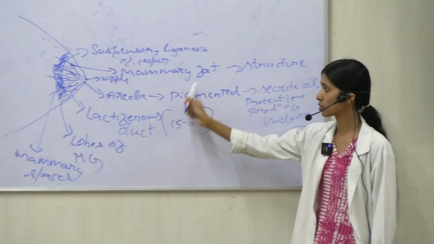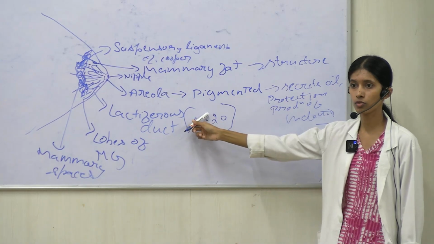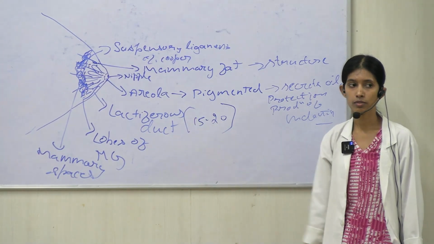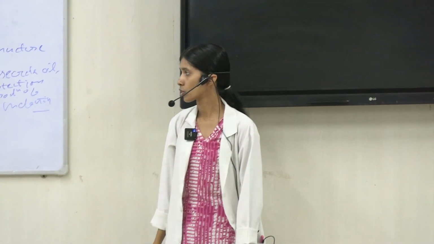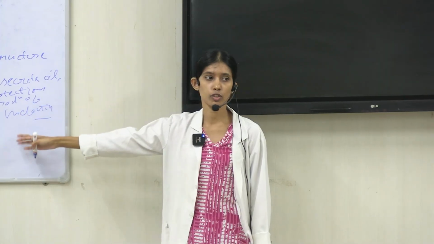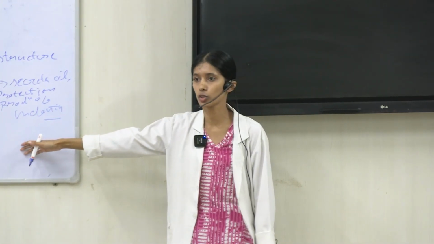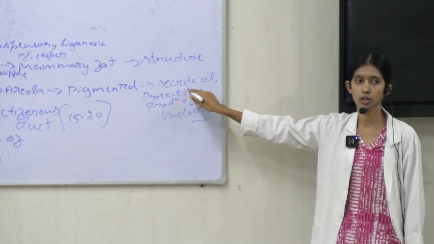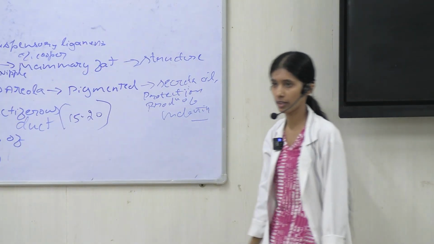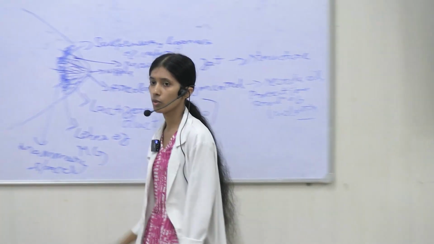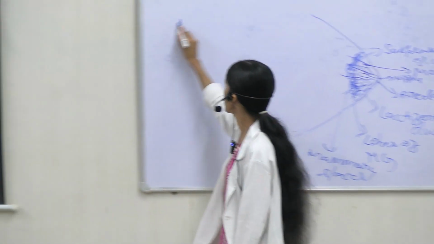Did they discuss this? Discussion is finished about the areola and nipple region. Yes. Okay. Fine. So the pigmented area is because of the production of melanin, and also it will help in the secretion of oil, which protects the nipple area. Fine. What about the blood supply?